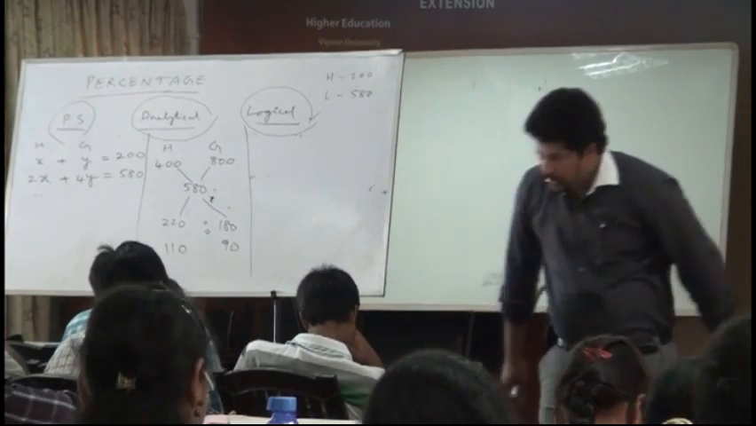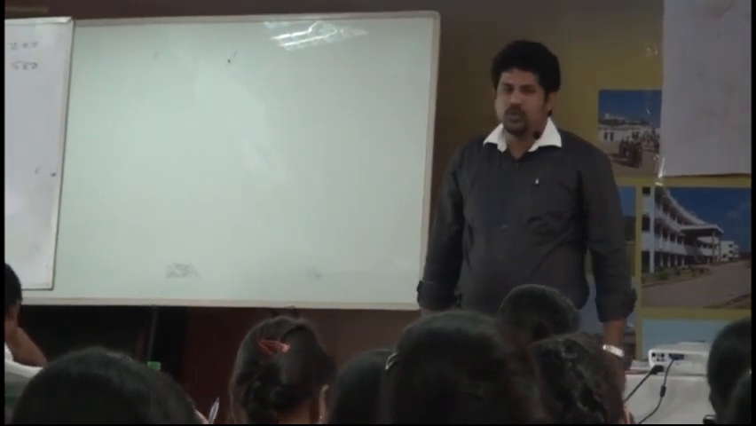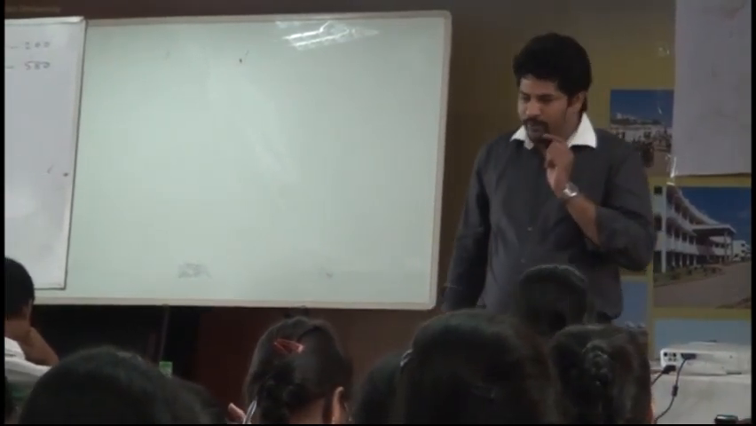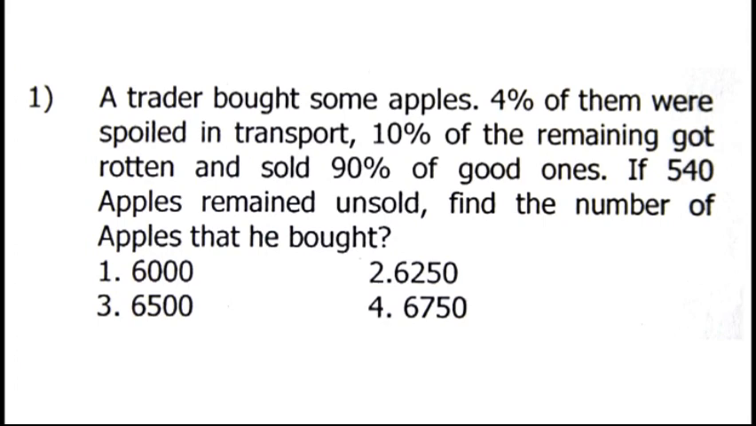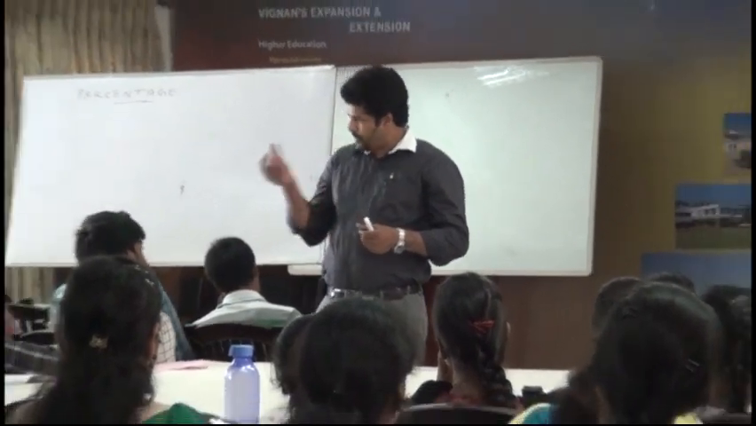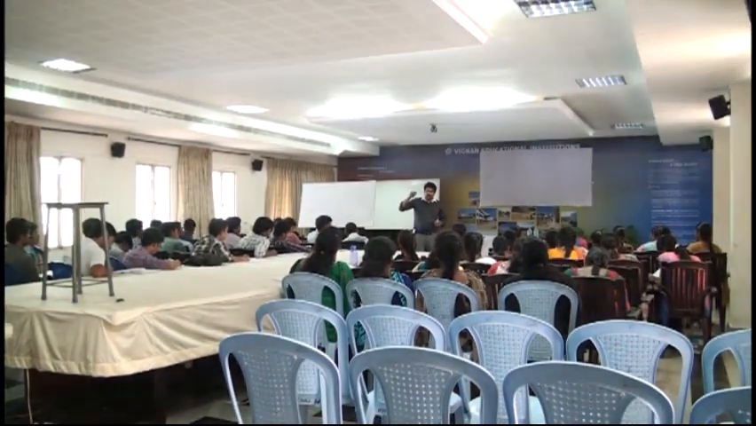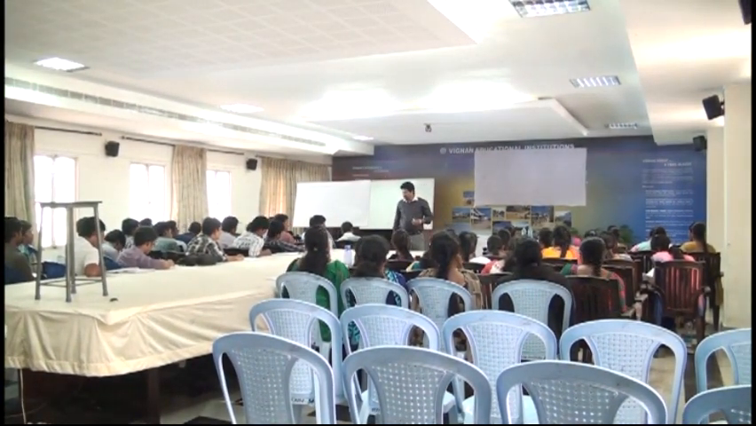Now here in percentages, every problem talks about a certain percentage or percentages. For example, look at the first problem. A trader bought some apples. 4% of them were spoiled in transport, 10% of the remaining got rotten, and he sold 90% of the good ones. If 540 apples remained unsold, find the number of apples that he bought. He has given us the remaining number of apples. After selling, he is left with 540. We know this number, and we are supposed to calculate the initial number of apples he bought.